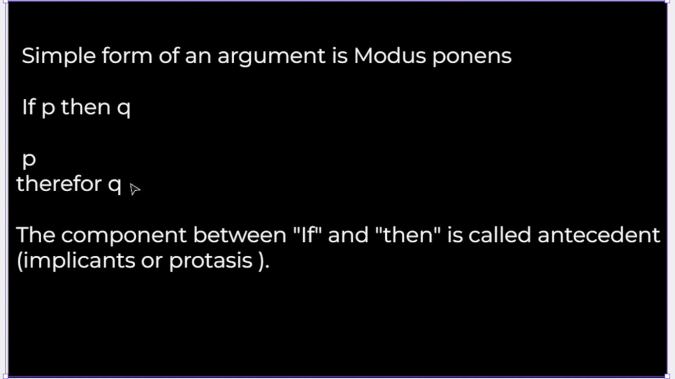And therefore Q is the conclusion. The component between the if and then is called the antecedent, or implicans, or protasis. But most of the time I'm going to use antecedent, not implicans or protasis. So P is the antecedent, whereas Q is the consequent. This is just an overview of how we're going to study the form of arguments. So modus ponens is the simple form of argument I'm going to use to study the validity or invalidity of an argument.